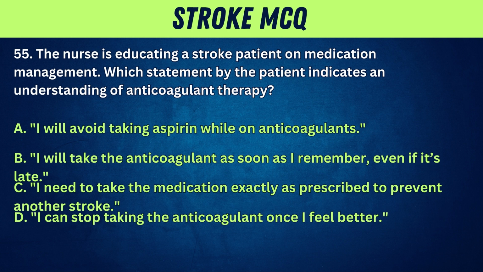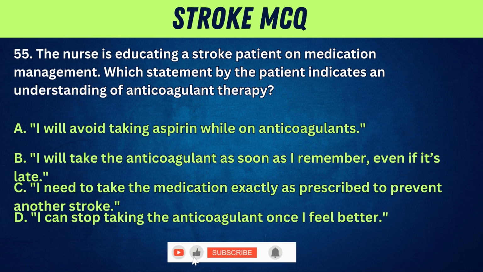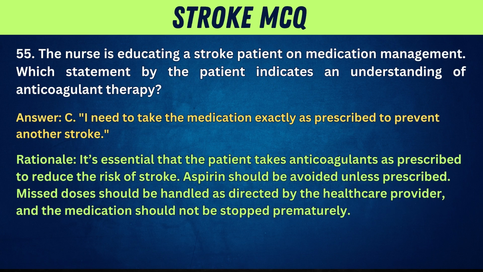55. The nurse is educating a stroke patient on medication management. Which statement by the patient indicates an understanding of anticoagulant therapy? A. I will avoid taking aspirin while on anticoagulants. B. I will take the anticoagulant as soon as I remember, even if it's late. C. I need to take the medication exactly as prescribed to prevent another stroke. D. I can stop taking the anticoagulant once I feel better. Answer: C. I need to take the medication exactly as prescribed to prevent another stroke.